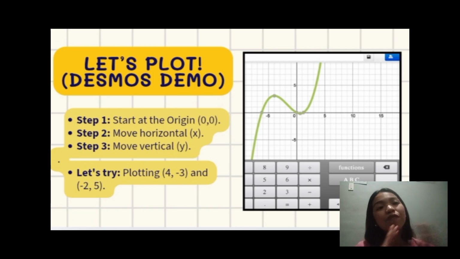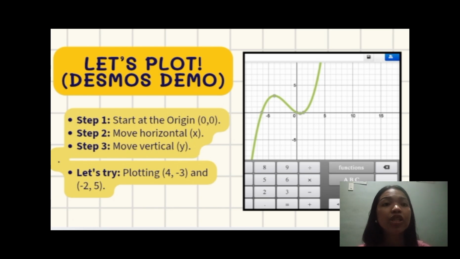Now, as you can see from our screen, class, there is an activity or a picture. Teacher already plotted our first point, the (4, -3). So teacher starts at (0, 0) because that's what step 1 says, right? We have to look at our origin.